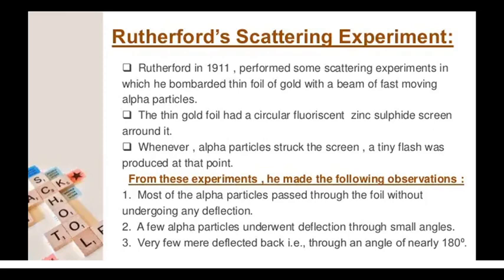So when he did this alpha scattering experiment, in which alpha particles were incident on the thin foil of gold, many of the alpha particles underwent no deflection, a few alpha particles underwent deflection through small angles, and very few got deflected back. So this was the Rutherford scattering experiment.